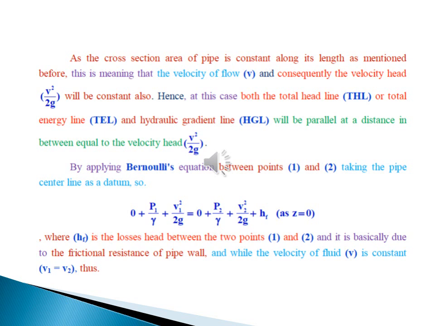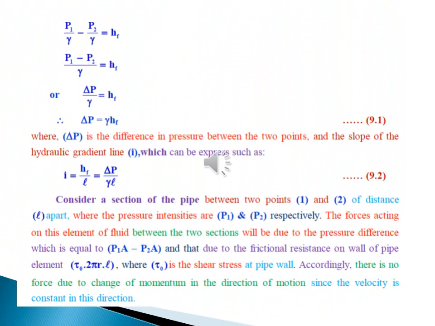By applying Bernoulli's equation between point 1 and point 2, taking the pipe center line as datum, the position head plus pressure head plus velocity head at point 1 equals position head plus pressure head plus velocity head at point 2 plus hf, which is equal to the lost head between the two points 1 and 2, and it is basically caused by the frictional resistance of the pipe wall. Look, my dear, delta P will be equal to the difference in pressure between the two points, which equals gamma multiplied by hf, meaning specific weight of fluid multiplied by lost head between the two points.